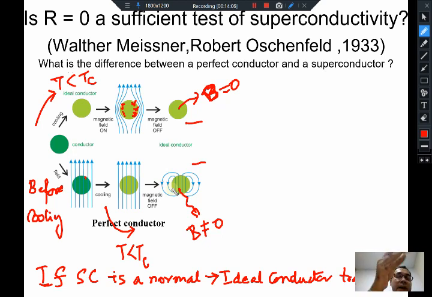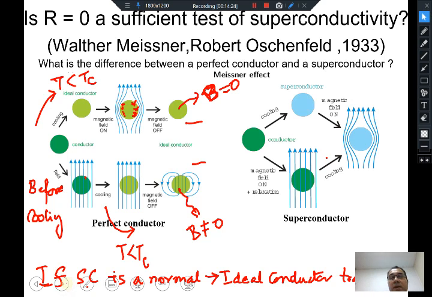So an ideal conductor, as I said, would reach these two different states. What happens to a superconductor? Meissner showed that you take the material at T greater than Tc. Sorry, this is the material when T is greater than Tc, and you cool it, you switch on the magnetic field.